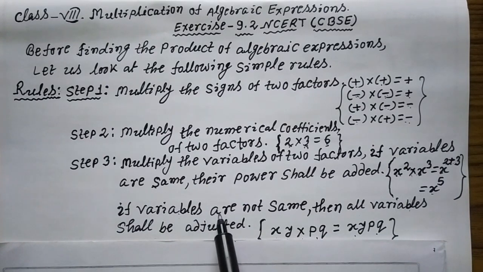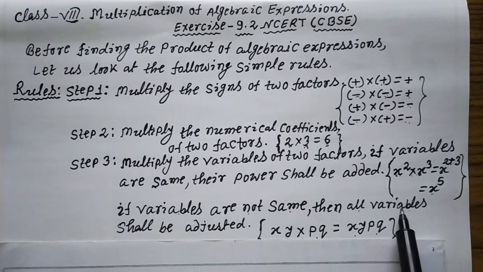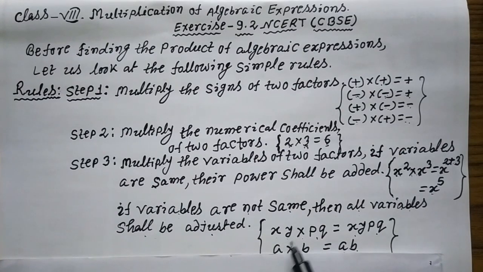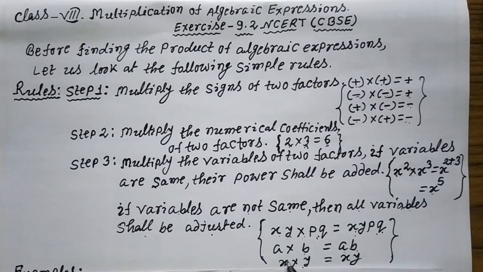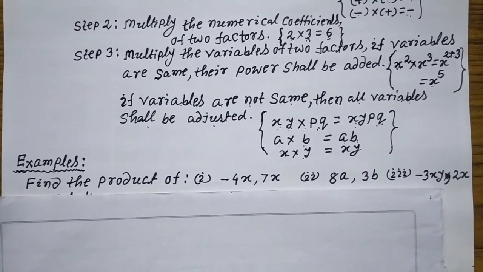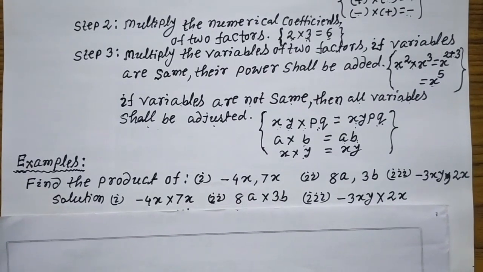If variables are not same, then all variables shall be adjusted like this, xy into pq, that is equal to xypq. All variables are not same, so 4 variables are adjusted. Then a into b, having no same variable, so ab is adjusted. x into y, variables are not same, so xy are adjusted. Now let us see a few examples. So examples help you to understand clearly.